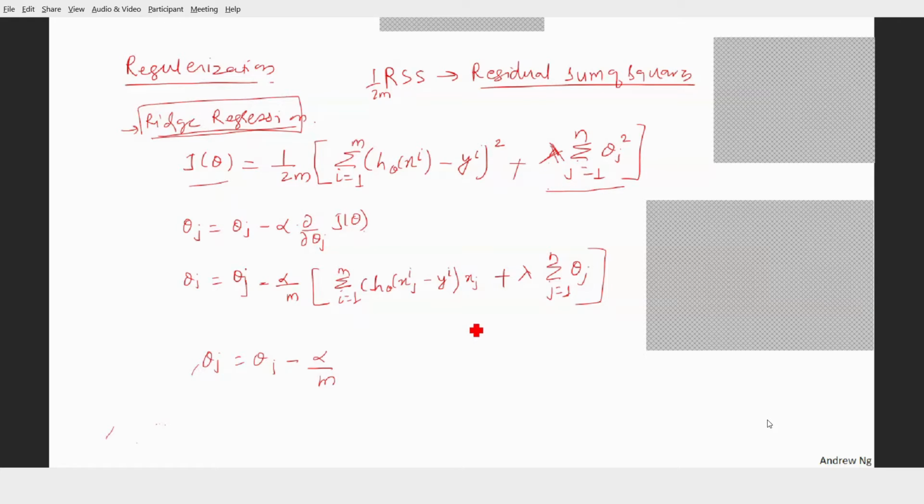What is the range of this lambda? Lambda is from 1 to infinity. The smallest value you can take is 1, and you can go to any level up to infinity. So your regularization parameter is always greater than 1.